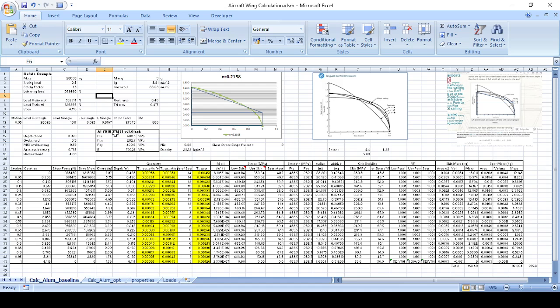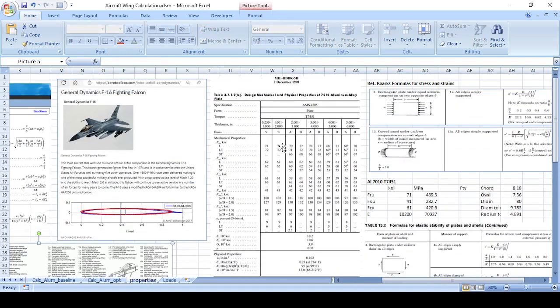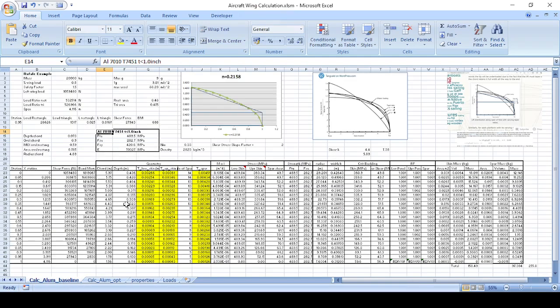So now for the properties, again, we just assume that this is an aluminium wing. I've just taken some aluminium properties from MIL-HDBK-5. Then in the calculation, I've assumed that my shear force will be taken in the spar, and then my bending moment will be reacted by the skin. So my moment of inertia is purely based on the moment of inertia of my oval.